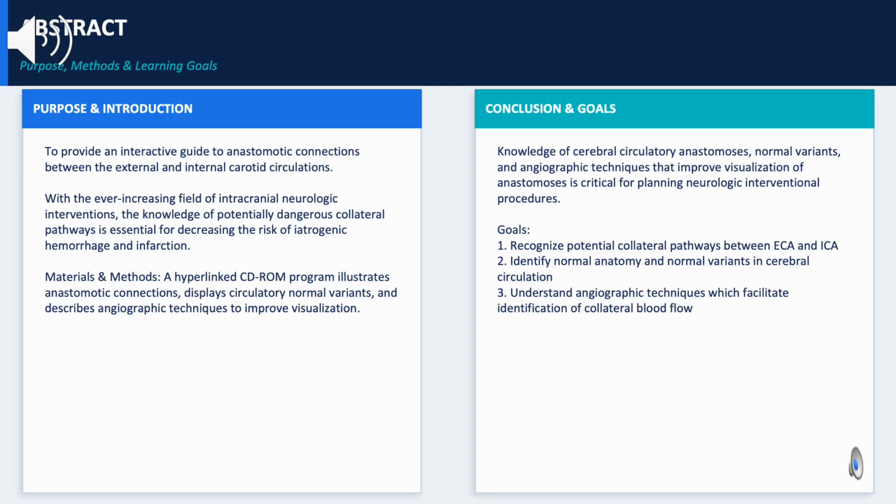The 3 learning goals define what a competent interventionalist must be able to do. First, map all potential collateral connections between the external and internal circulations. Second, recognize normal anatomic variants that alter expected vascular patterns. And third, apply specific angiographic techniques that make these pathways visible before intervention. This is not theoretical knowledge, it is a patient safety imperative.